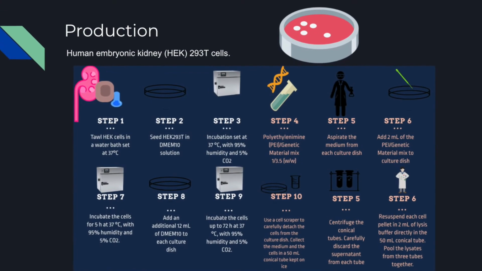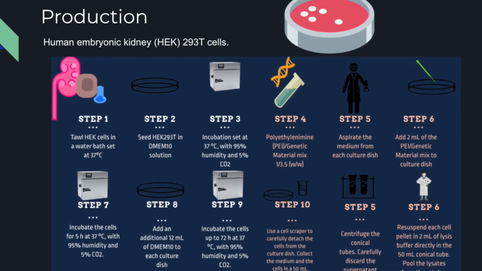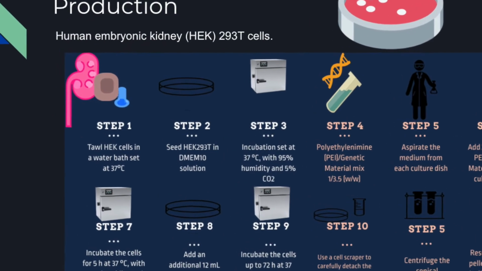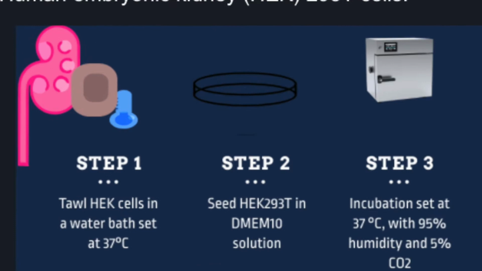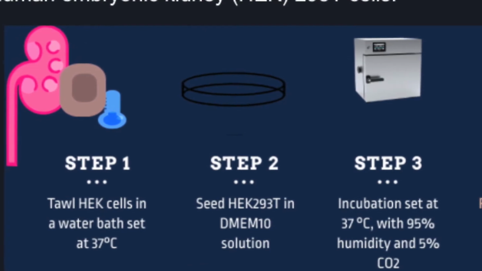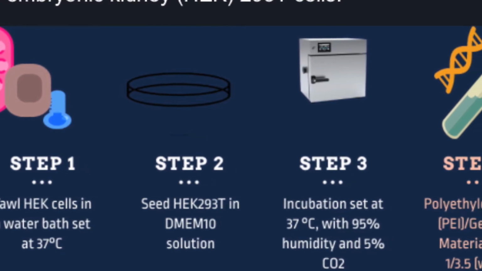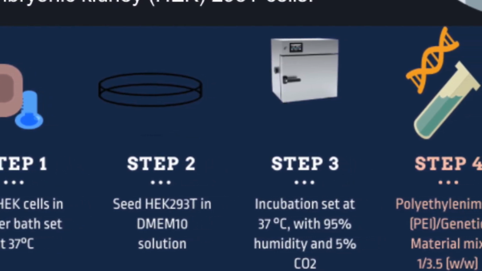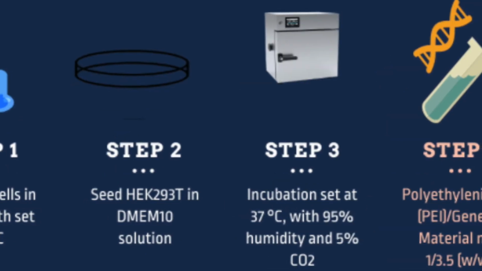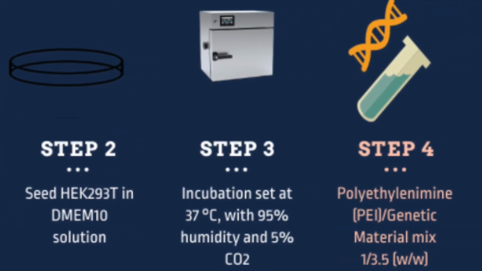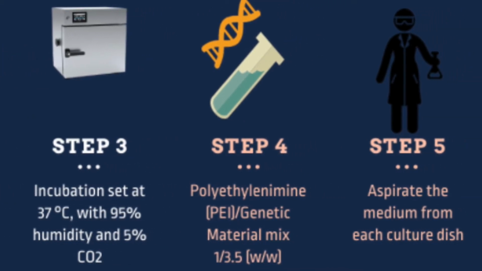The production of the recombinant vector is going to happen in human embryonic kidney cells. The first step for this procedure is to thaw the HEK cells in a water bath at 37 degrees. Then we need to seed the cells, and the conditions to incubate are 37 degrees, 95% humidity, and 5% CO2. It is necessary to prepare the protein and genetic material mix at a concentration ratio of 1 to 3.5.